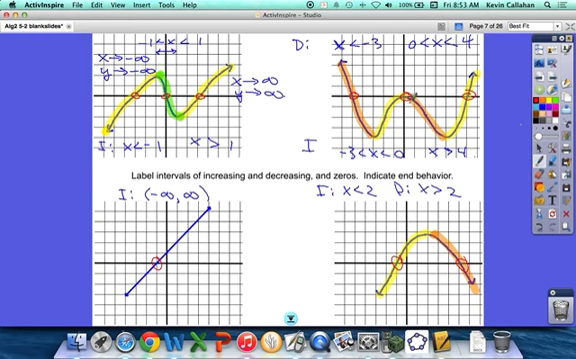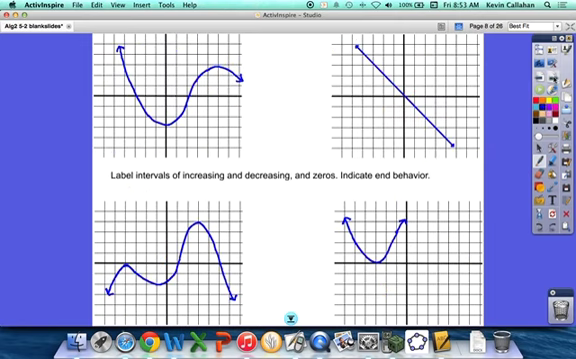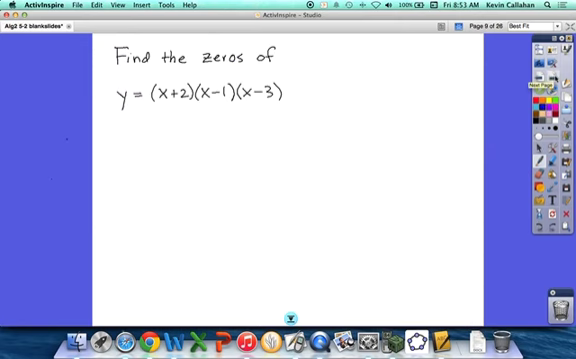Okay, I think that's enough of that. So I'm going to skip the second page. Maybe we'll look at it next time.